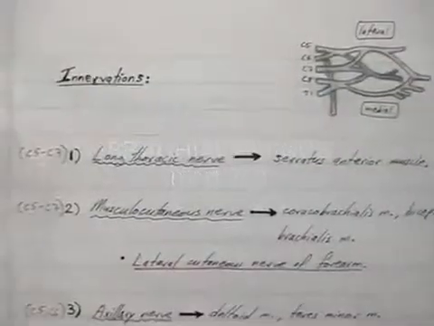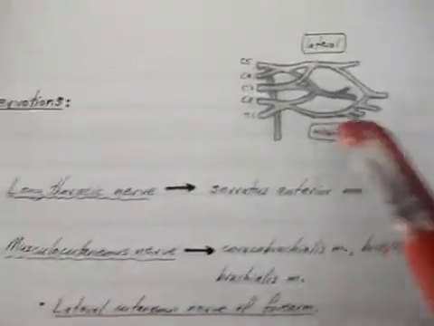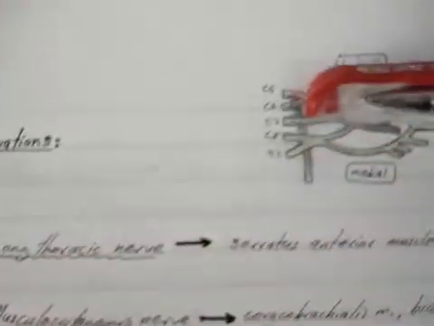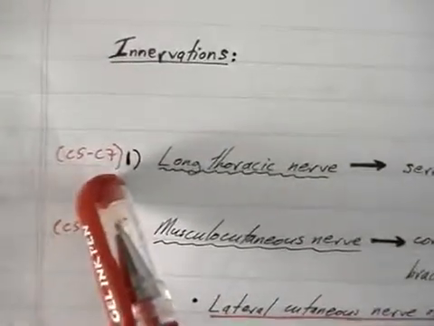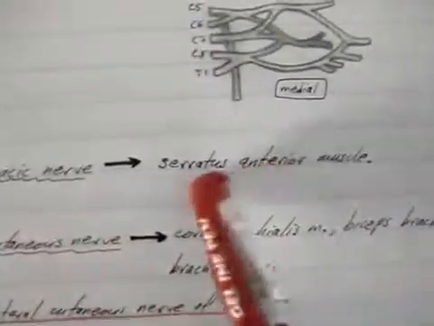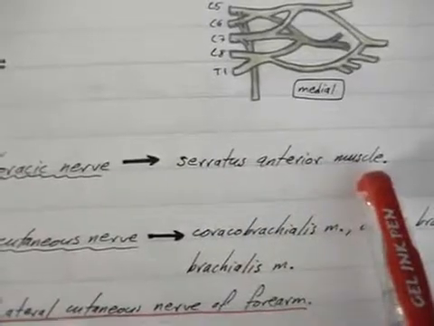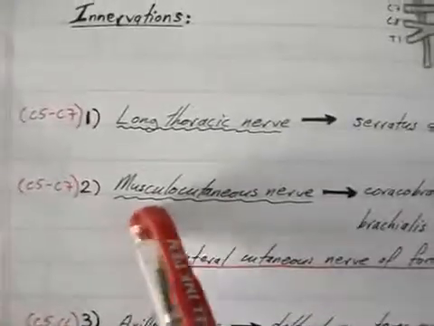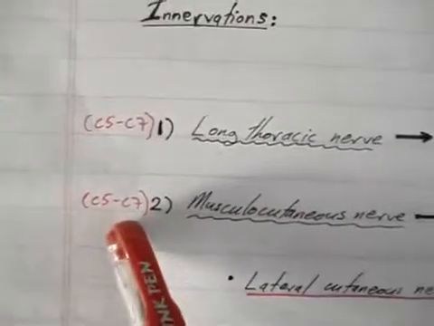Next we will look at the innervations of those branches. We will begin with the long thoracic nerve, which would be this long one here. The long thoracic nerve, which is C5, C6, C7, innervates the serratus anterior muscle. Next one is the musculocutaneous nerve, which is C5, C6, C7.